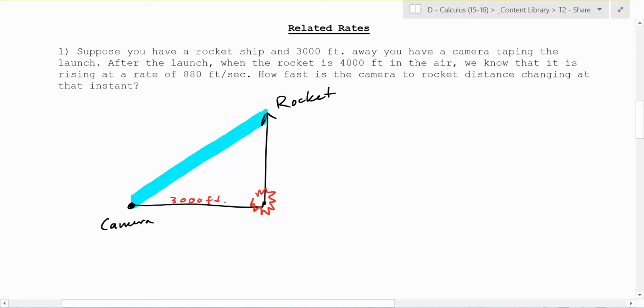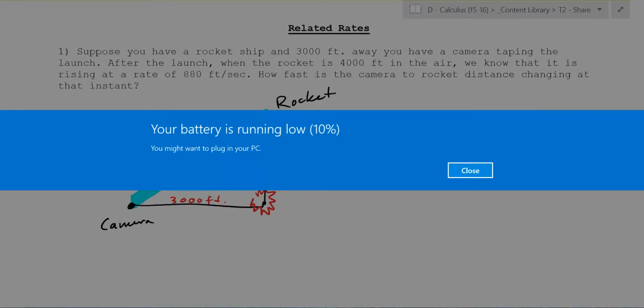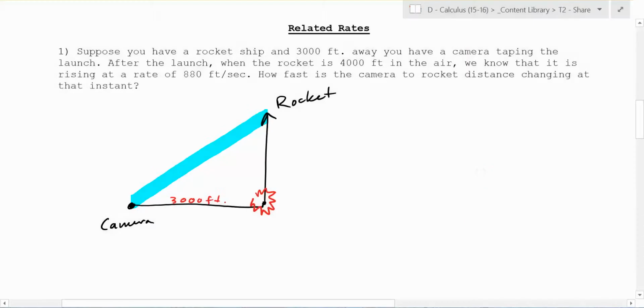So as the rocket goes up, this distance increases or decreases? As the rocket goes up, it increases. I like to break it down into what do we know and what do we want? What do we know and what do we want? In terms of what we know, the height: how fast is the height of the rocket changing? What do we know?